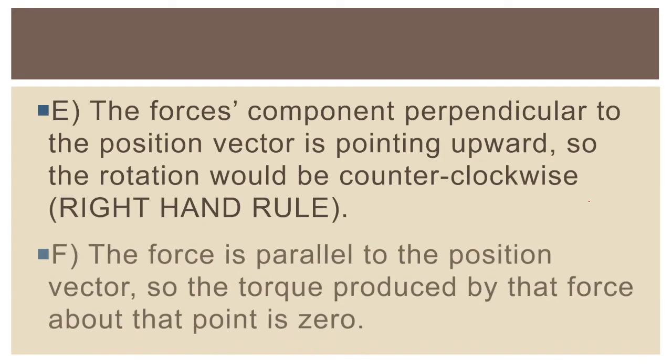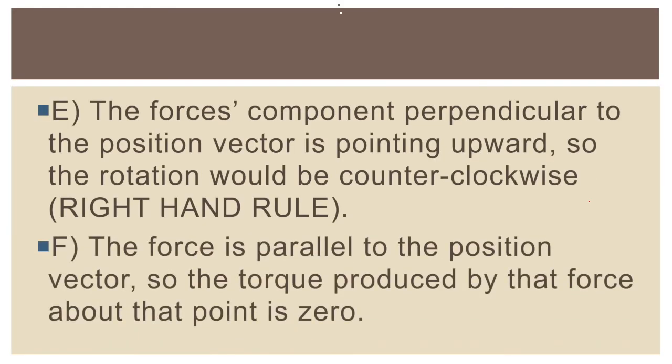And then, of course, for F, since the force is parallel to the position vector, the torque produced by that force, F2, about that point, C, is 0. Take a second to pause this video here and write that down or summarize these as best you can in your own words to help you understand this later. And when you hit play, we'll move on.